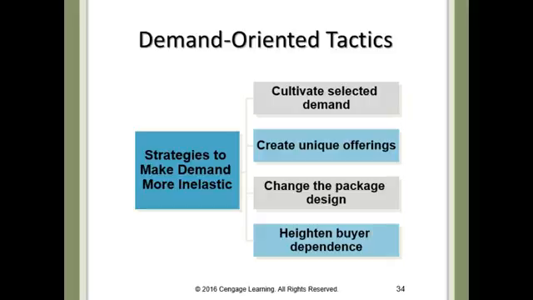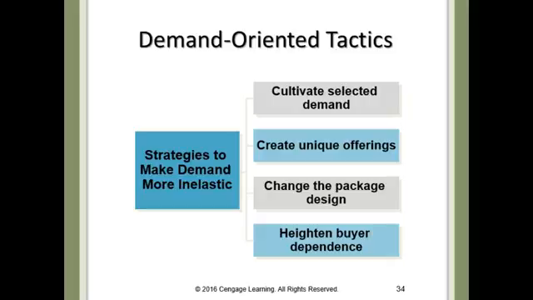Cultivate selected demand is just simply where you are targeting prosperous customers who are going to be paying extra for convenience. Creating unique offerings. This one here is based upon research. So you're studying the buyer's needs and wants, and by doing that, you as a seller can design really distinctive products to fit their needs and to fit their wants. And then that can help to establish a beneficial relationship.